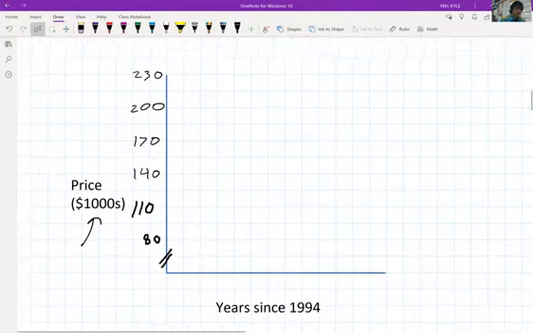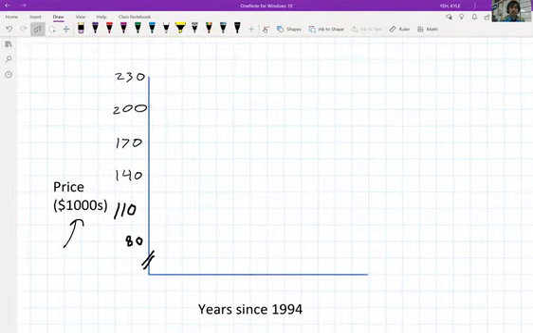Now, what I want to talk about on the x-axis is really important here. This is going to make your life way, way easier. Notice that my x-axis is not just years. Specifically, it's years since 1994. Why would I do that?